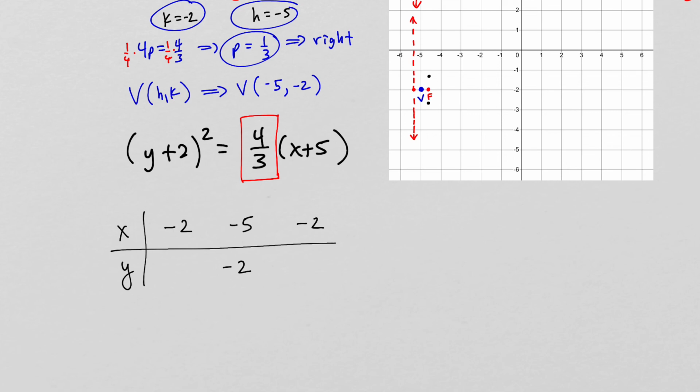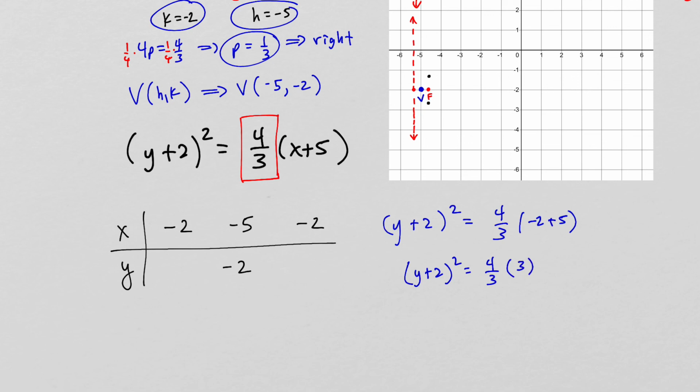Now let me explain why -2 is a good choice for x. When you plug in x equals -2 into the equation, you get (y + 2)² = 4/3 times (-2 + 5). This says that (y + 2)² equals 4/3 times 3, since -2 plus 5 is 3. So I chose -2 because -2 plus 5 is 3, and that will cancel these out. And more importantly, you'll see that what you have left over is a perfect square, right? See how we got +4 left over there?